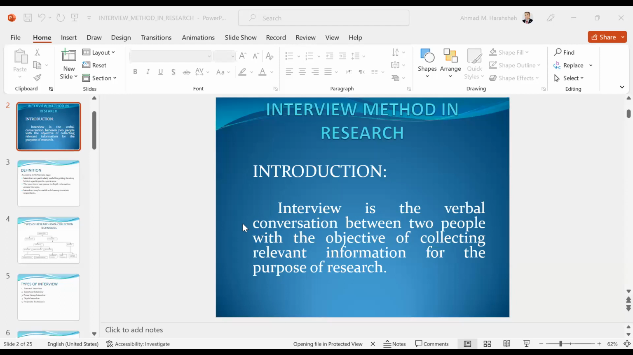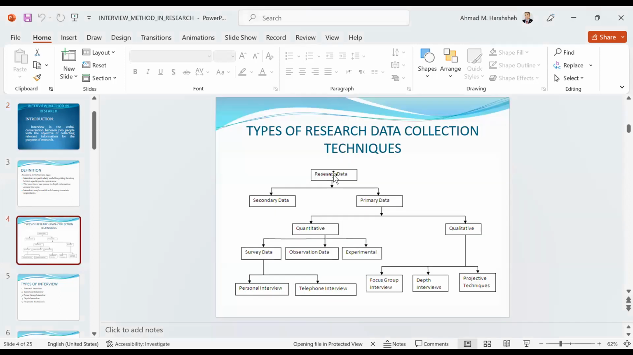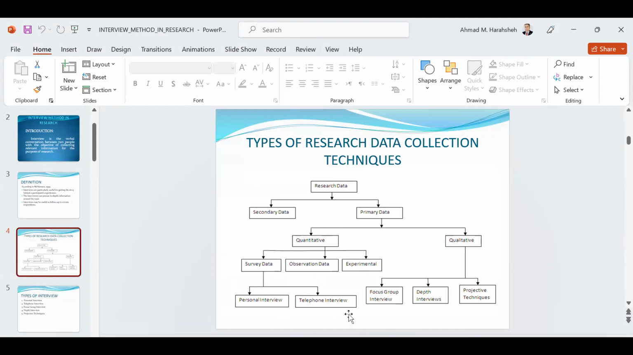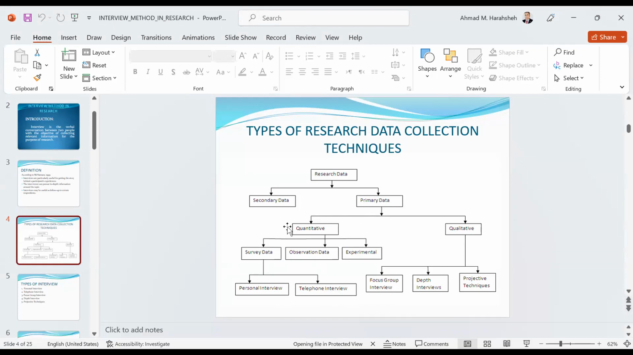الانترفيو ميثود ريسيرش، اللي هي انترفيو، طبعا مثل ما اتفقنا، is the verb of conversation between two people with the object of collecting relevant information. شوف لي types of research data collection techniques. أول شيء في عندي research data، في عندي secondary data، وفي عندي البرايمري data. البرايمري data هي اللي أنا بتهمني هون، بدي أشتغل عليها. البرايمري داتا يا بتكون كوانتيتيف يا بتكون كواليتيف أو ميكست أبروتش.